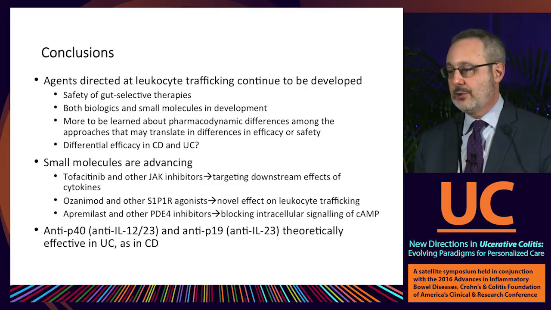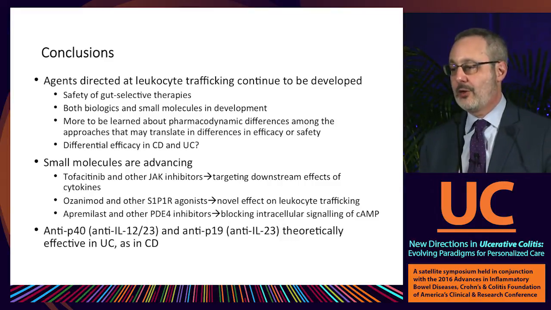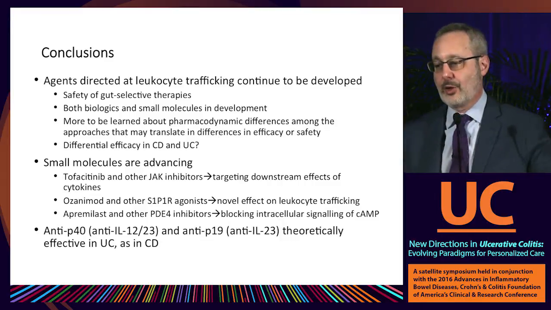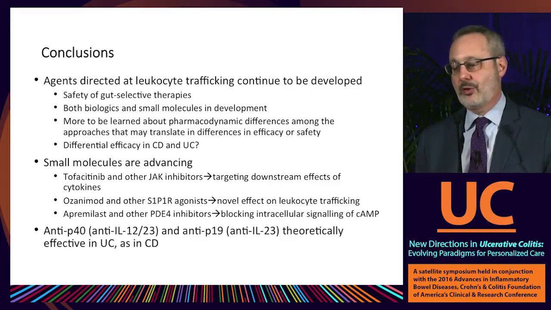So to conclude, the agents directed at leukocyte trafficking continue to be developed in new and different ways. These seem to be very safe, particularly the gut-selective therapies, and we're looking at both biologics and small molecules in development. But there's much more to be learned about the pharmacodynamic differences and how these approaches, how these agents may differ and how they'll affect our approach, and whether there are any differential efficacy in Crohn's and UC, as there are suggestions in what we have so far.